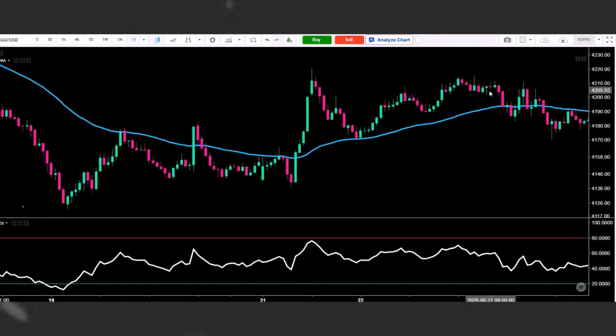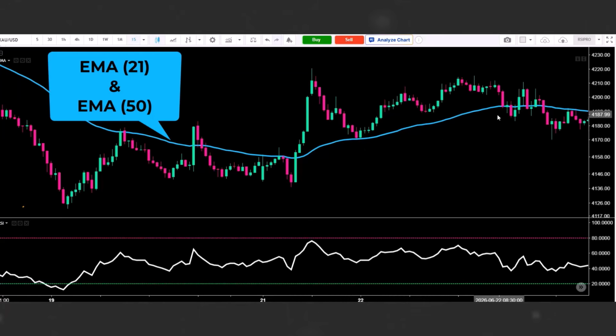Because we are using higher time frames, there is less noise, the market is more stable, and the moves are more reliable. So we need different settings. For EMA, we don't want to react to every small candle. We need to see the medium-term trend. I recommend using EMA 21 and EMA 50.